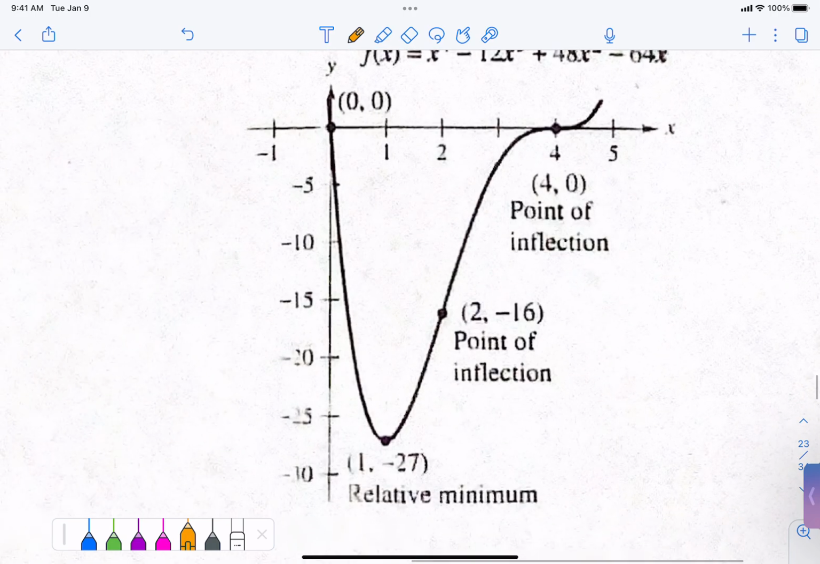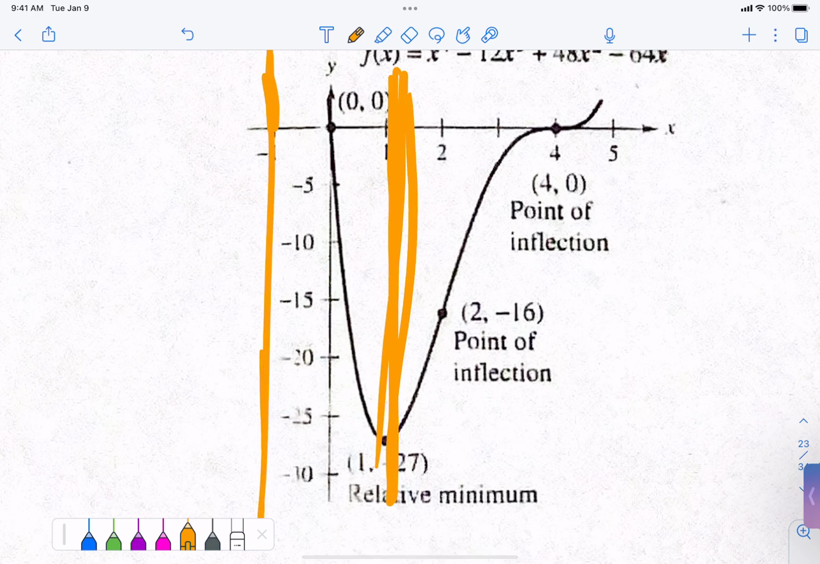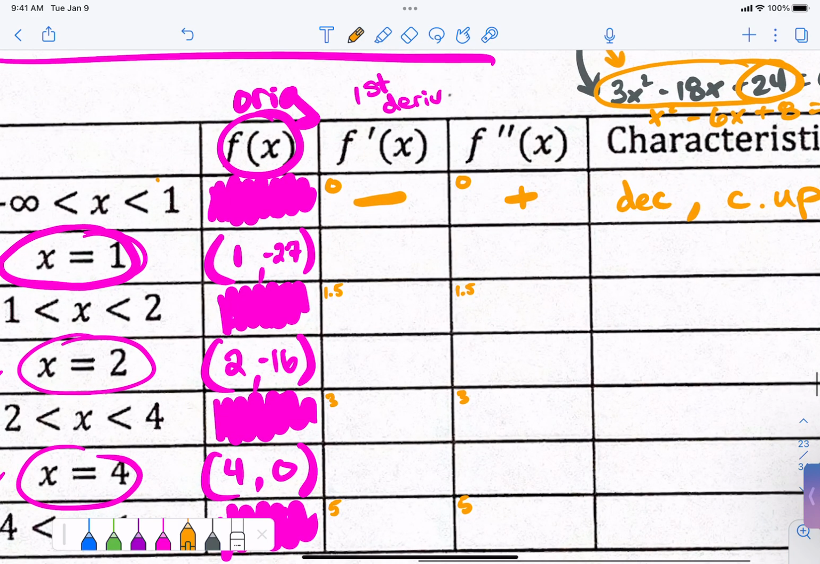I'm going to show you what that interval looks like. Negative infinity is all the way over here to 1. In between these two, in that little chunk, is that function going down but caving upward? Like right here. Is this going down but caving up? Yeah. All right. Now let's go on to 1.5.